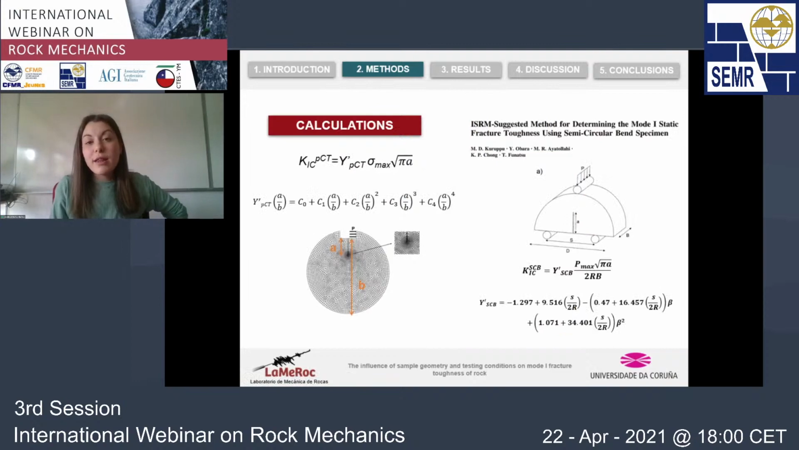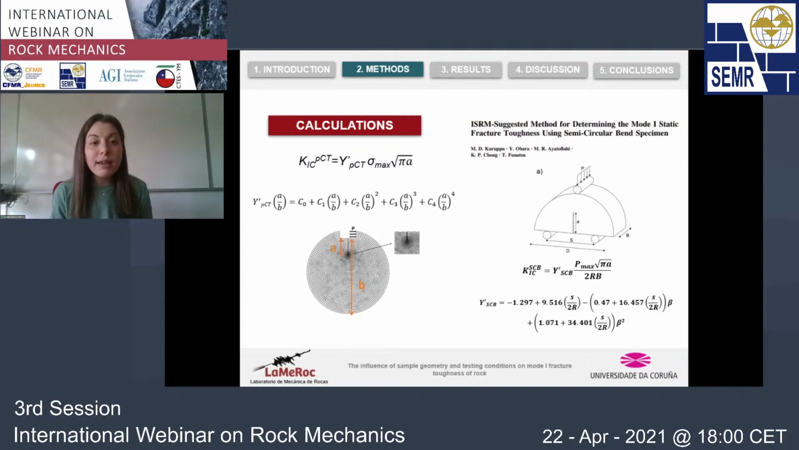To compute the fracture toughness for the SCV, we have used the expressions here on the right provided in the suggested method. And for the PCT, we have used the typical expression of mode 1 fracture toughness. And in this equation here, there are 3 parameters involved. The first one is the a here, which is indicating the length of the notch. The second one is the maximum stress, the stress at the peak load, which is something that we know because we measure the load continuously during the experiments.